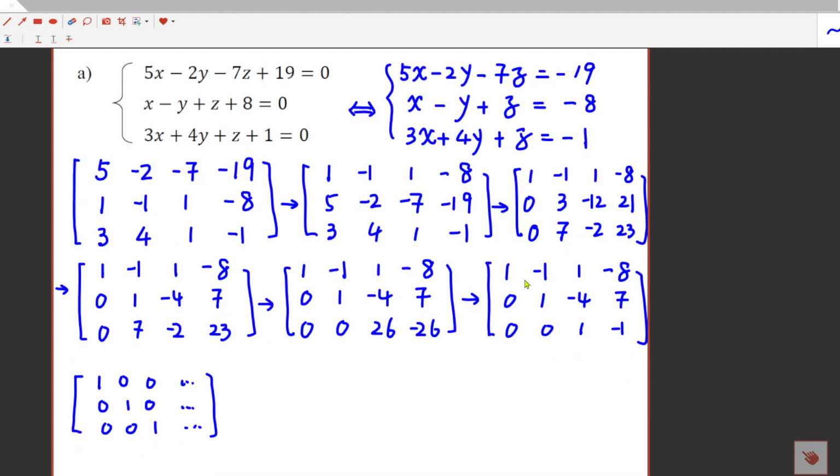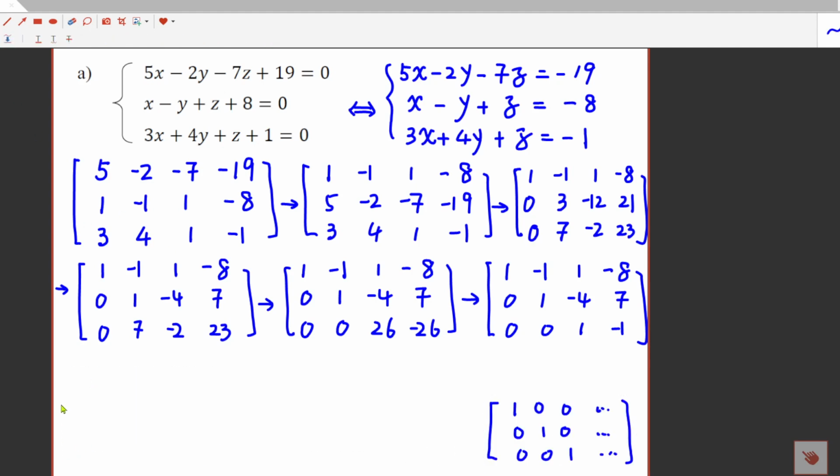Okay, remember we also want these numbers to be zeros, right? Always remember your target. This is your target. So next we could use the third row times 4 added to the second row, right?